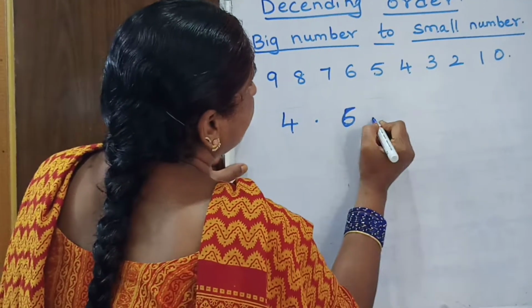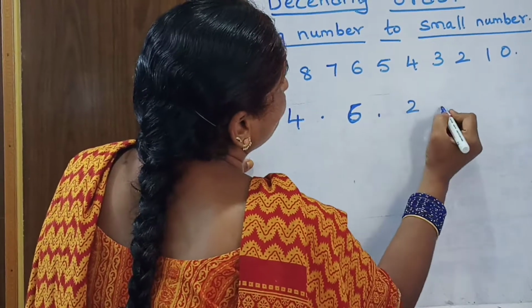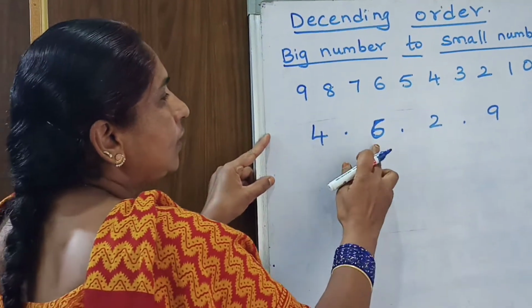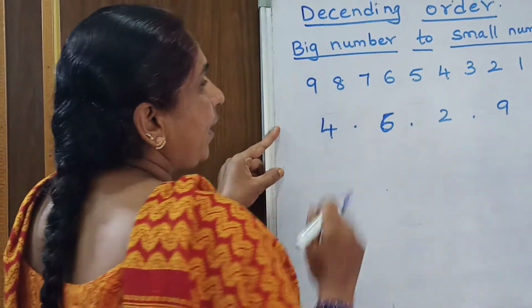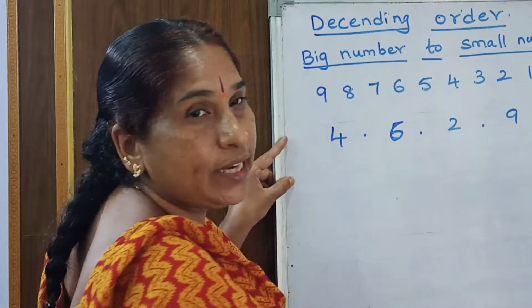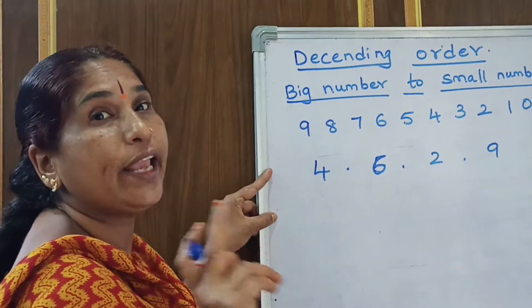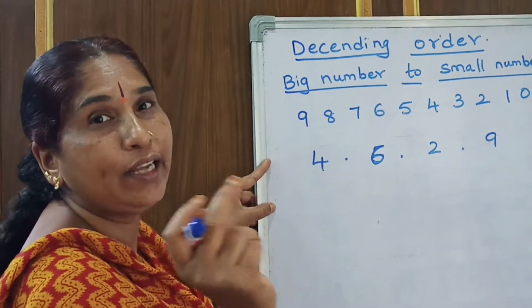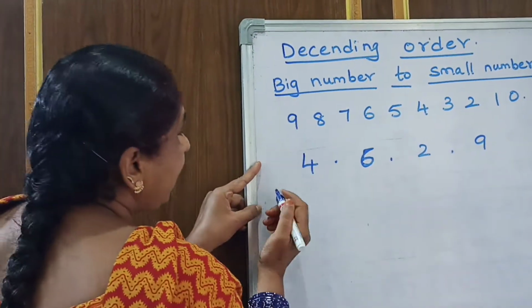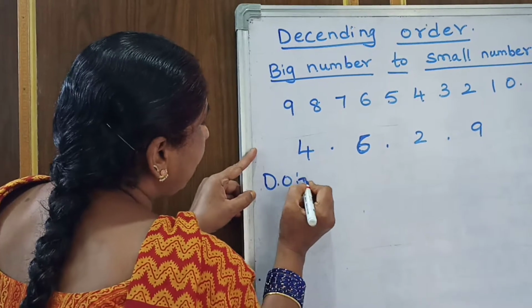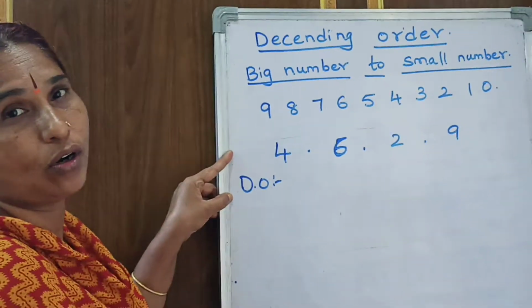4, 6, 2, 9. See here, 4, 6, 2, 9. Now you have to arrange these numbers in descending order. See here, for ascending order you are writing AO. AO means ascending order. Now you are writing descending order. DO. DO means descending order.